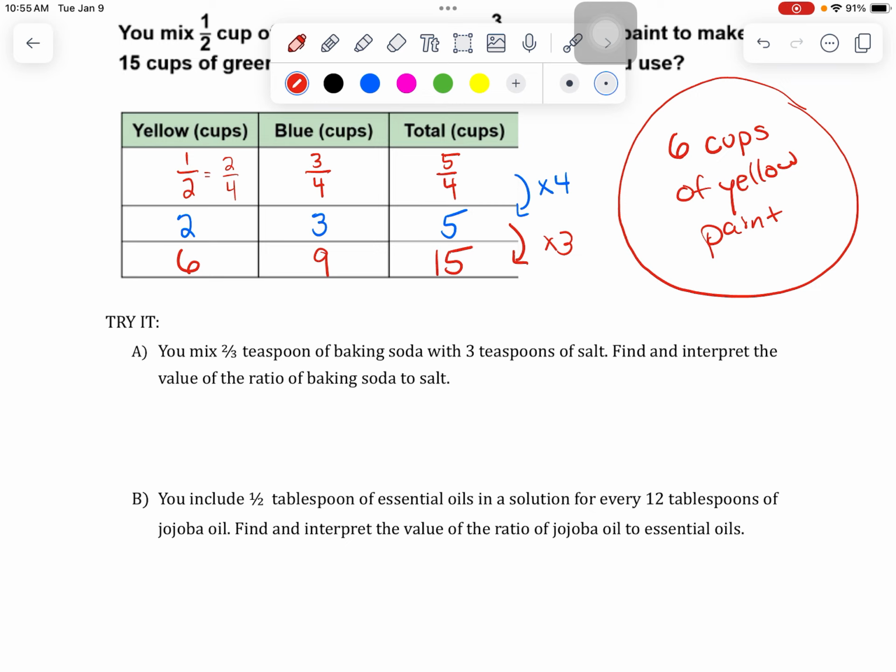All right, now it is your turn to try some of these problems. So go ahead and pause the video here, try the problem, and then when you're ready, play the video back to see if you answered those problems correctly.